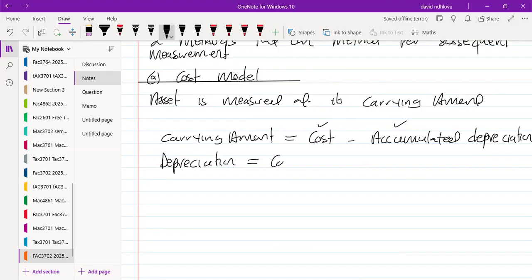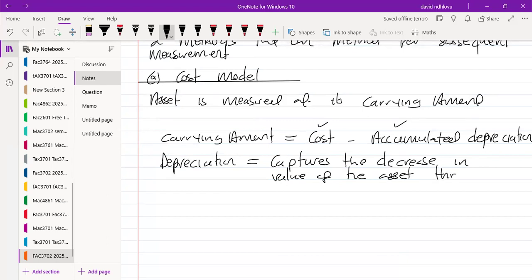Right, depreciation captures the decrease in the value of the assets. Right, the decrease in the value of the assets through wear and tear.